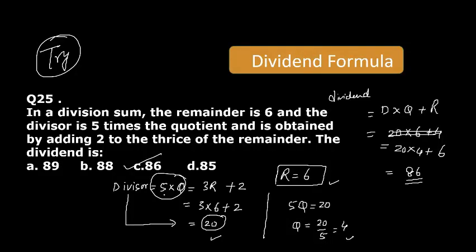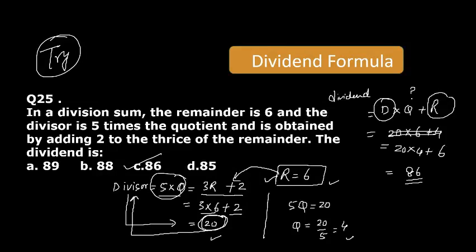So divisor was equal to 5 times the quotient, and it was 3 times the remainder plus 2. Remainder is 6, so just put the value of remainder here. 3 sixes are 18, plus 2, we got 20. And 20 we got as divisor. Remainder we have is 6. Now we have to find the quotient. And 5 times the quotient is also equal to 20, so we got quotient 4 from here.